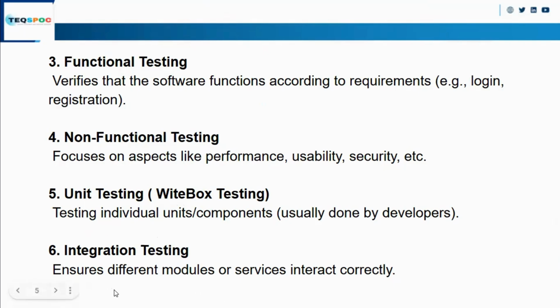Then integration testing. Integration testing ensures the different modules and services interact correctly. Basically, in software we have different modules. One module is for searching, one module is for email, one is for payment, and one is for adding the product to the cart. After adding the product to the cart, it will automatically show the price amount. So these two modules are interacting with each other. That is called integration testing. You are checking whether the modules or services interact correctly or not.